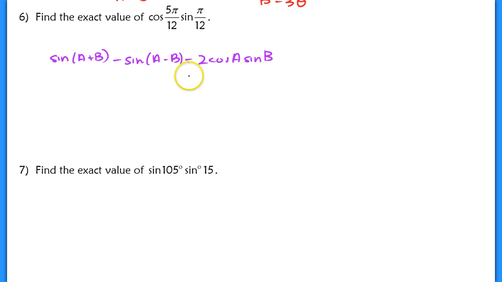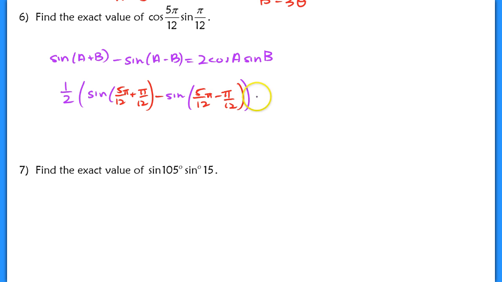So here it's pretty straightforward. Let's get rid of that 2, call that 1/2 times the sine of, in this case, let's just make the substitution right away. Let's do 5/12 pi here and the sine of pi over 12. So we're going to add 5/12 pi and pi over 12. And then we will subtract the sine of 5 pi over 12 minus pi over 12. So we've talked about already that the sum of those two is pi over 2, right? 6/12 pi is pi over 2, minus the sine of 4/12 pi, or pi over 3. And that's going to equal this product.